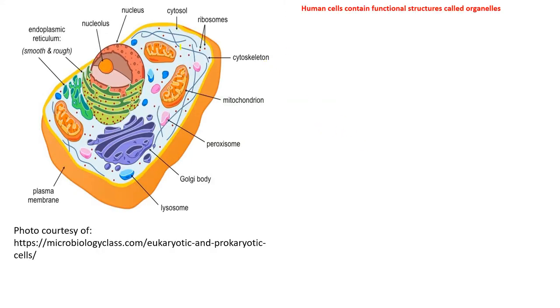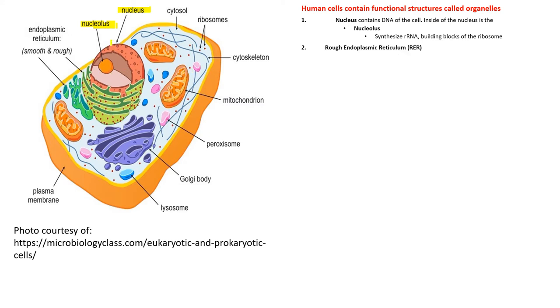First, we should understand that human cells contain functional structures called organelles. The first is the nucleus, which contains the DNA of the cell, and inside of the nucleus is the nucleolus. And this is responsible for synthesizing rRNA, which are also the building blocks of the ribosome.